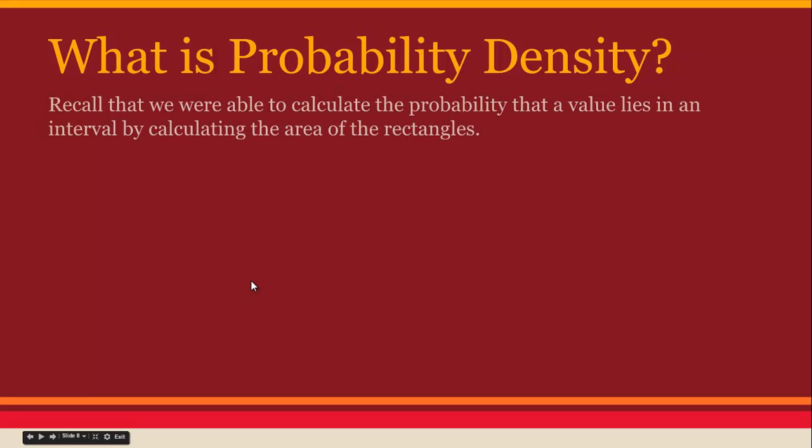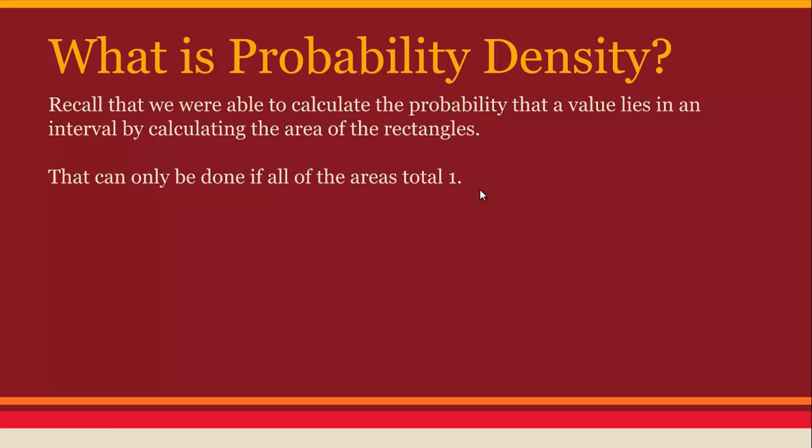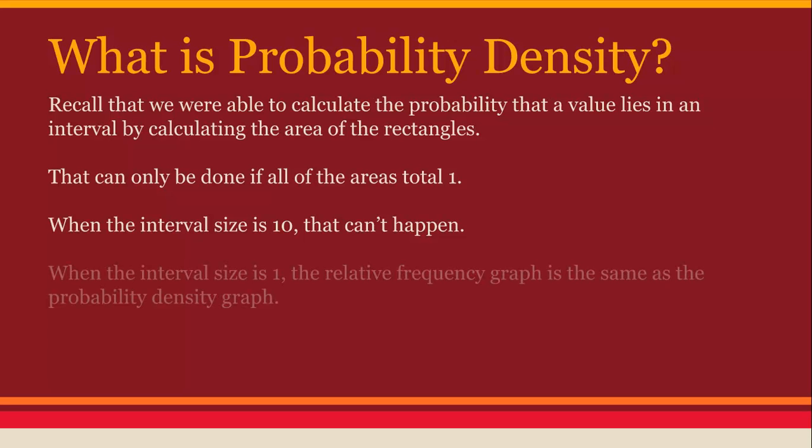Okay. What was the probability density? Recall that we were able to calculate the probability that a value lies in the interval by calculating the area of the rectangles. We did this with the tire shop. It can only be done if the areas add up to 1. So that's not always the case. Probability density areas do add up to 1. When the interval size is 10, that can't happen. If the probabilities add up to 100%, but the interval size is 10, that doesn't work. When the interval size is 1, it does happen.